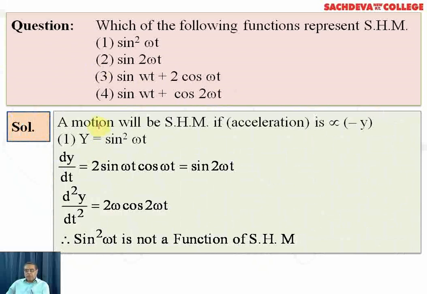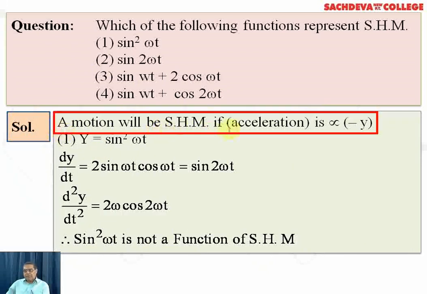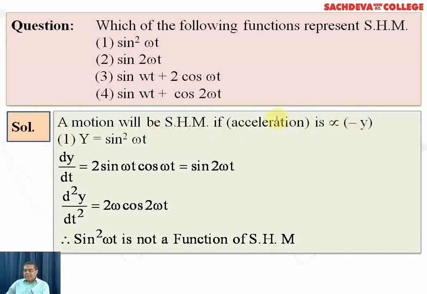So how do we describe the first equation? A motion will be SHM if acceleration is proportional to displacement. The negative sign always means that a and y are in opposite directions. Now our equation is y is equal to sine square omega t. Normally this is not the rule. The rule is sine omega t, but now it is sine square omega t. This is what we wanted to prove, whether this function is a function of SHM or not.